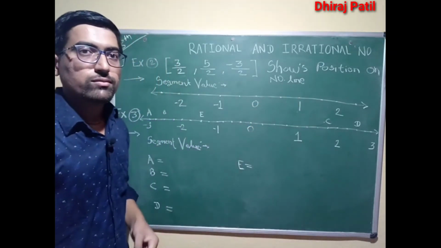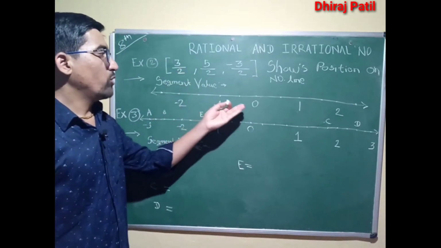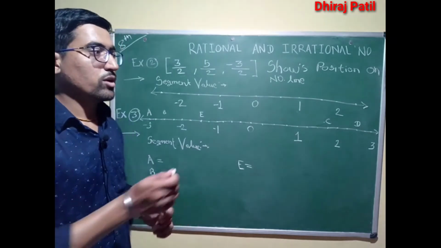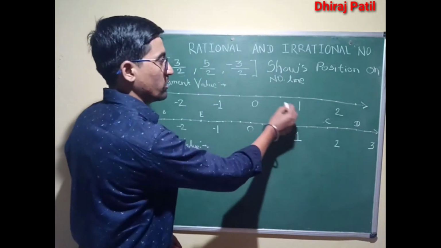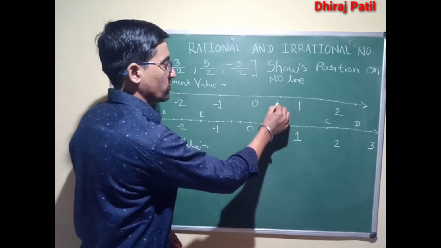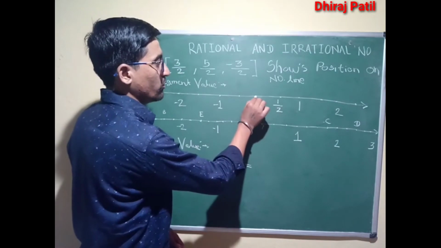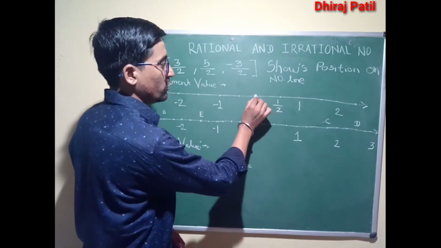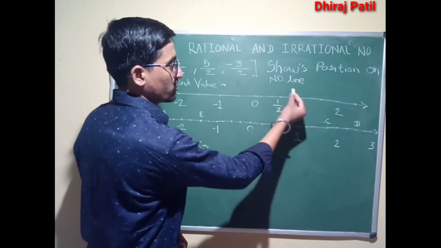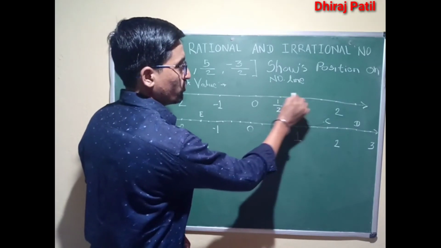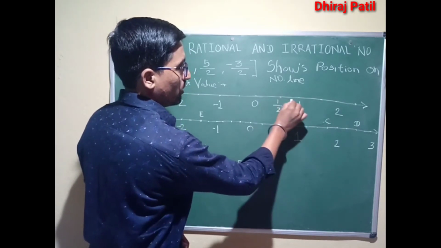Now, for example, I have to show 1 by 2. It is nothing but the middle of our unit from 0 to 1. The segment from 0 to this point is 1 by 2, and the next one is 1 by 2 to 1. So the value is 1 by 2, 1 by 2.